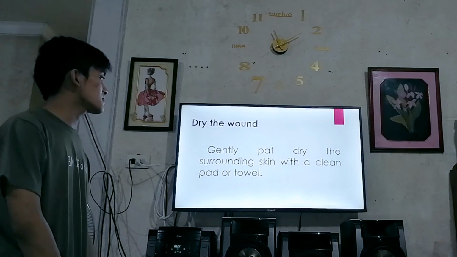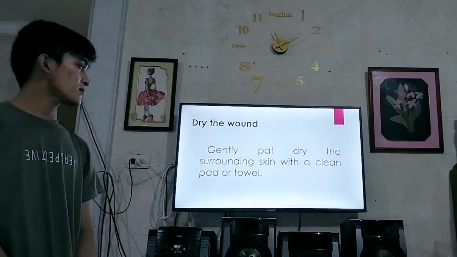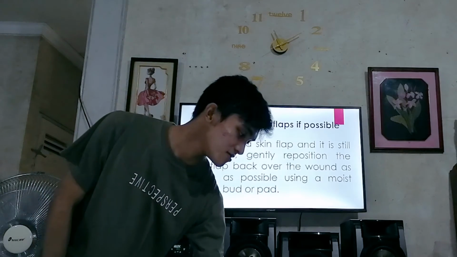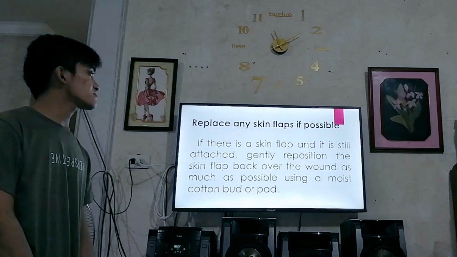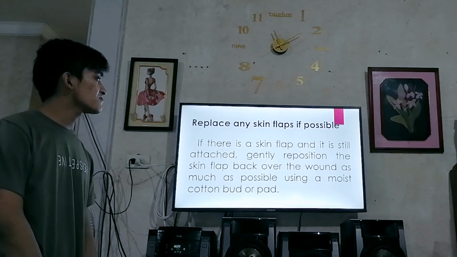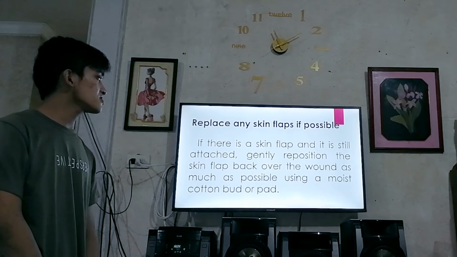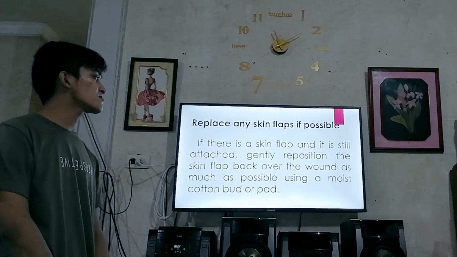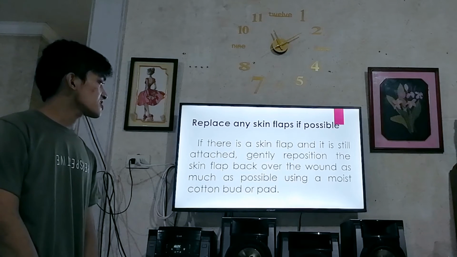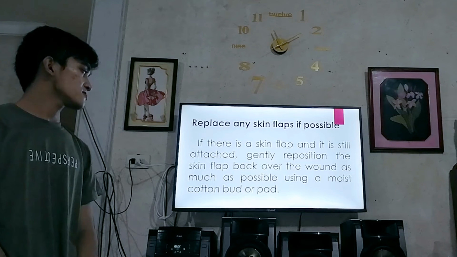Dry the wound. Gently pat dry the surrounding skin with a clean pad or towel. Replace any skin flaps if possible. If there is a skin flap and it is still attached, gently reposition the skin flap back over the wound as much as possible using a moist cotton swab or pad.